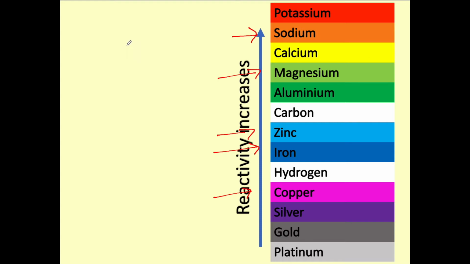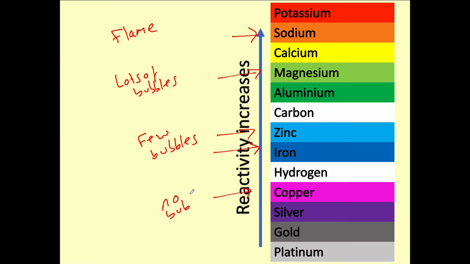Thinking about what we saw in that experiment, for sodium we saw a flame, magnesium, lots of bubbles, zinc and iron, we saw few bubbles, whereas copper, we saw no bubbles. Using our observations from our reactions, that explains the reactivity series that we're looking at here. The more vigorous, the more bubbles that we were getting, that indicates to us the higher reactivity of the metal. Whereas where we didn't see any observable changes, that shows us it's a much lower reactivity.